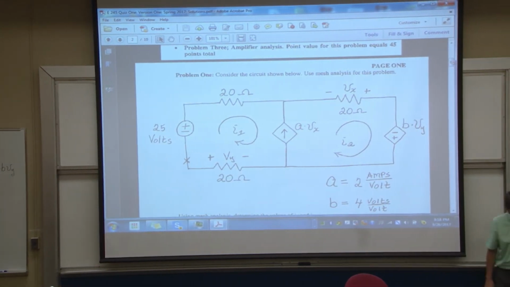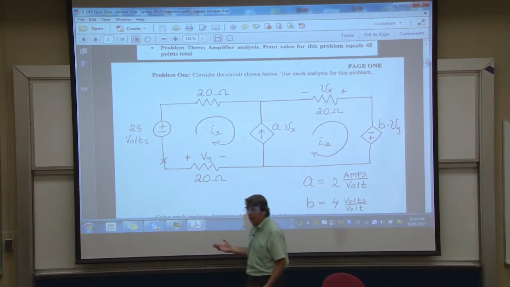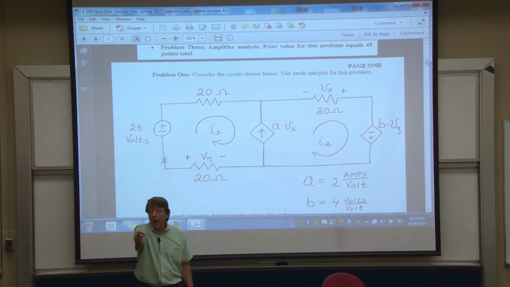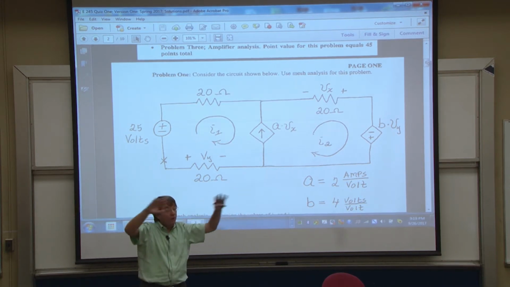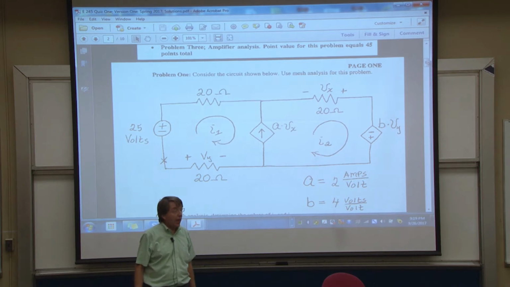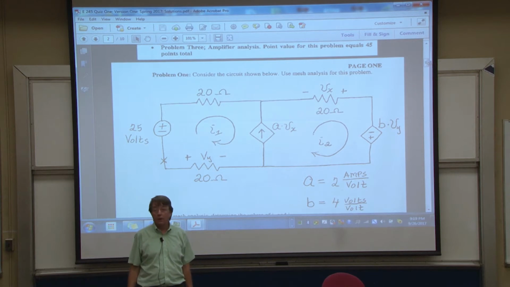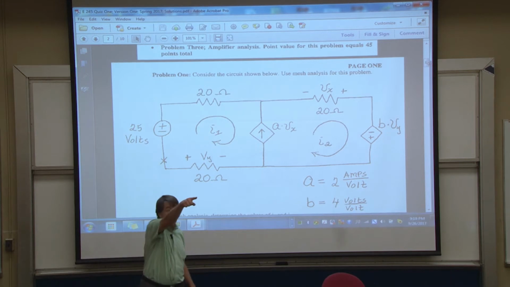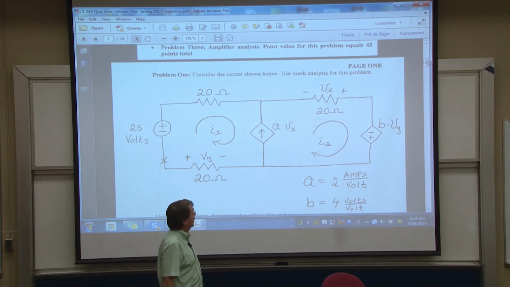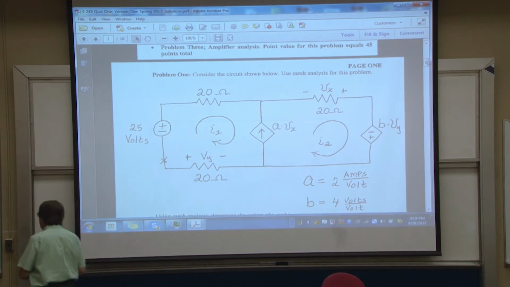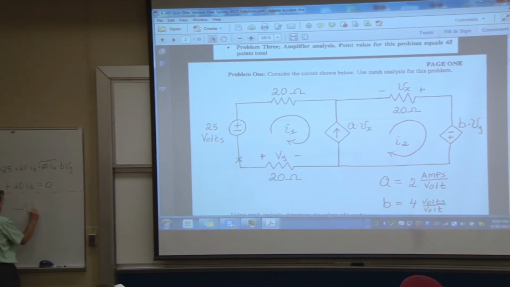Now, my colleagues, how can I relate Vx to either I1 or I2? Because I want to solve for I1 and I2, and Vx is in the way of that. So how can I write Vx in terms of I1 and I2, or just in terms of I2? Very close. I'm glad you said that. This is excellent. Since I can't reach up there, let me draw it.